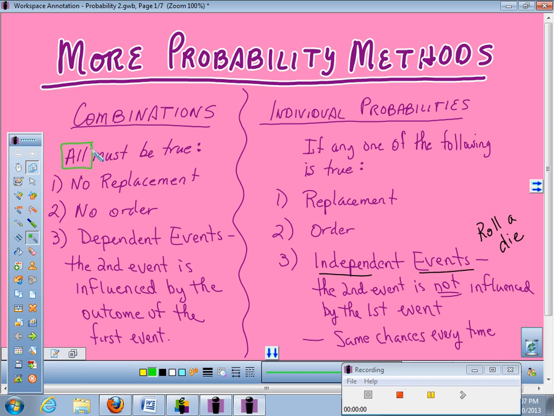When we don't do combinations, our other option is to do what I call individual probabilities, or another name for it would be separate fractions. And we're going to do one here in a second.